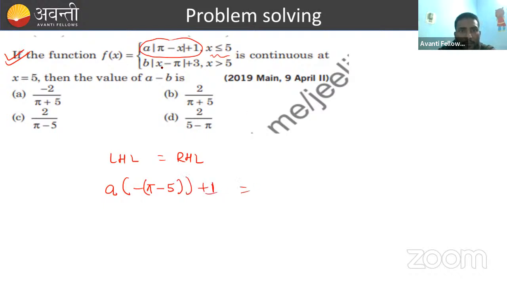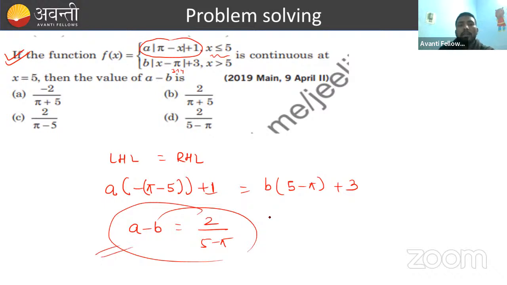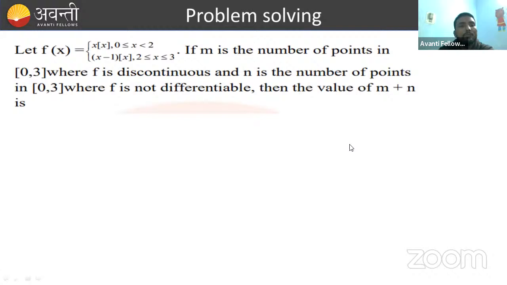And if you take 5 plus, so this is 5 minus some pi. So pi is actually what? 3.14. So this whole value is positive. So it will open with this 5 minus pi and then plus 3. Just solve this, you will get A minus B, and this value will be 2 divided by 5 minus pi. Just solve, you will get it. So it is a very easy question, that's why I'm skipping it. Okay, I have already told all these things, what we need to do.